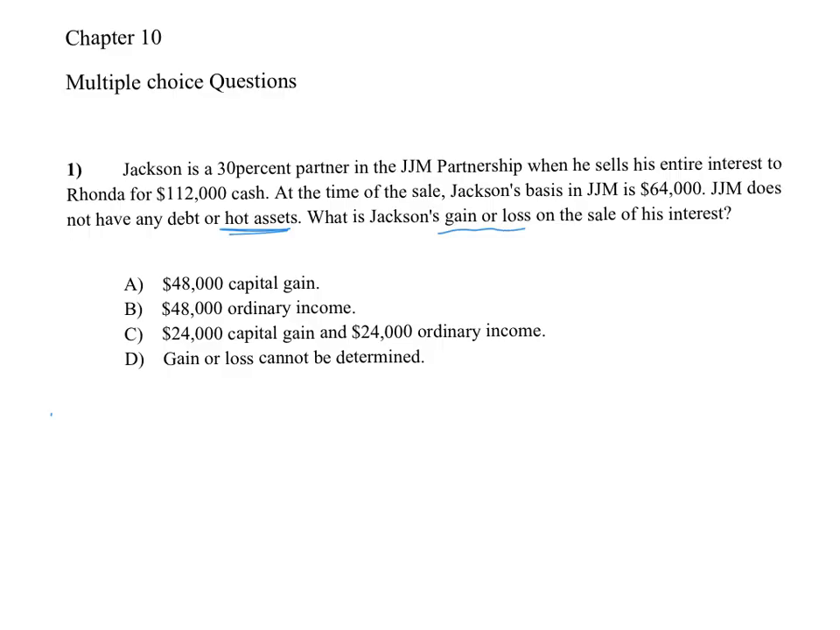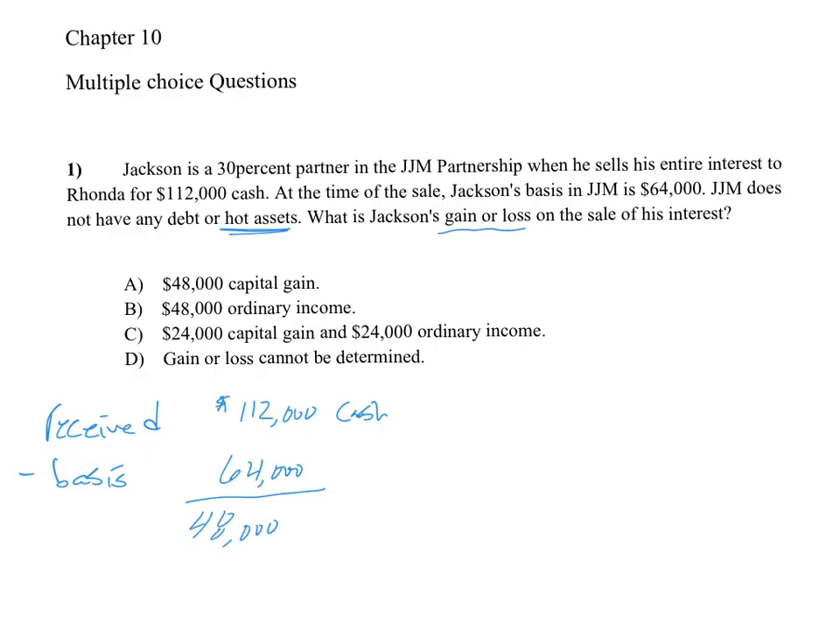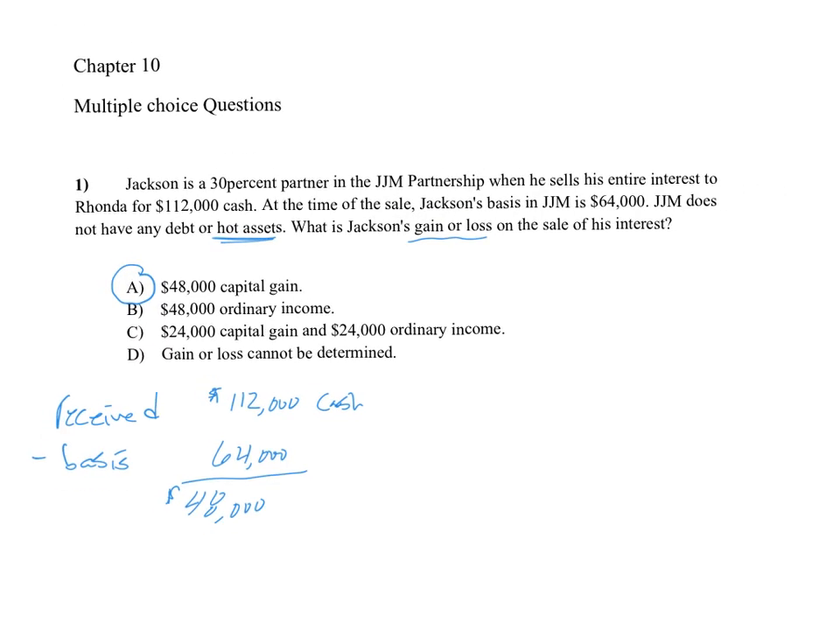And so how do we figure out gain or loss? We look at amount received and we compare it to basis, and that gives us their gain or loss. So what did he receive? He received $112,000 of cash. His basis was $64,000. The difference between those things is $48,000. And we know, since there are no hot assets, that gain is capital. All right? So that is the answer to number 1.